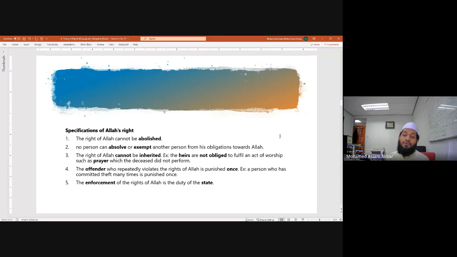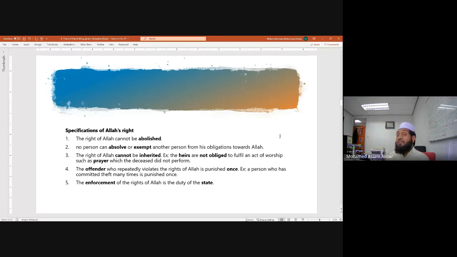Similarly, if I abused minerals and abused the public goods, and then my brother comes and says, my brother abused the public goods, but let me take the responsibility. No, not possible, because this is one-to-one. This is Allah's right. So no person can absolve or exempt another person from his obligation towards Allah.